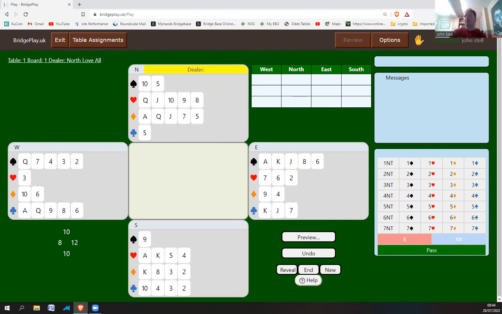I'm going to continue to do a series of rules in bridge. And this is what's known as the rule of 20.